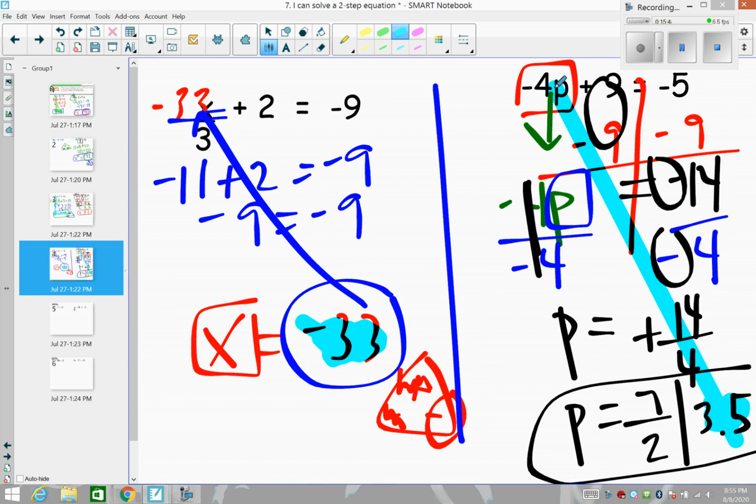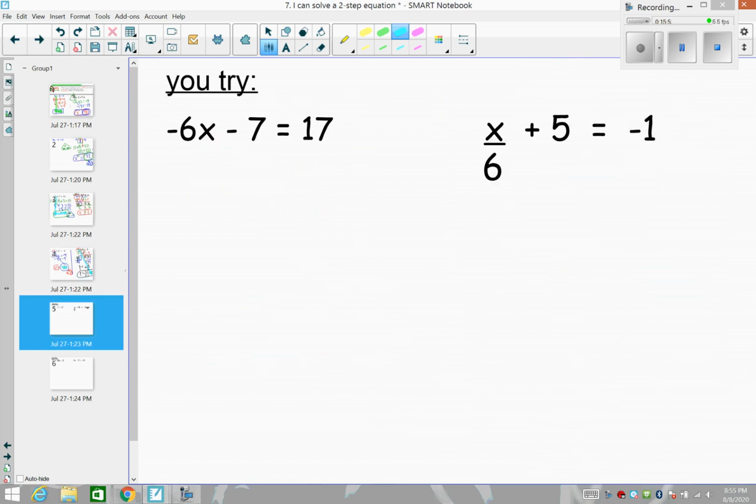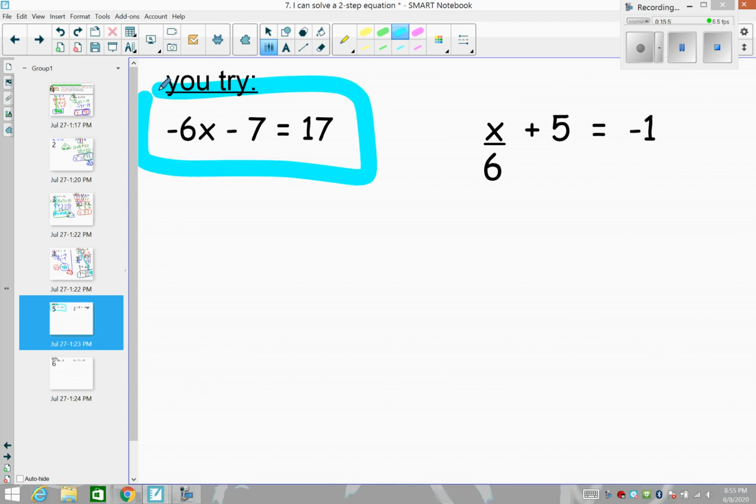So hopefully you got that correct. I apologize for not giving you the heads up on that decimal. All right, I'm going to ask you to pause the video and just do the problem I highlighted in blue. Go, pause the video.